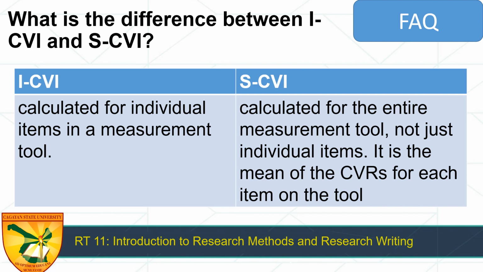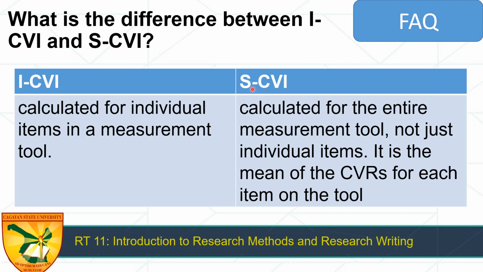Before we go to the third step, we'll look into the difference between I-CVI, which stands for Item Level Content Validity Index, and S-CVI, which is Scale Level Content Validity Index. I-CVI is calculated for individual items in a measurement tool. For example, if you have 10 items, you will be computing 10 item level content validity indices.